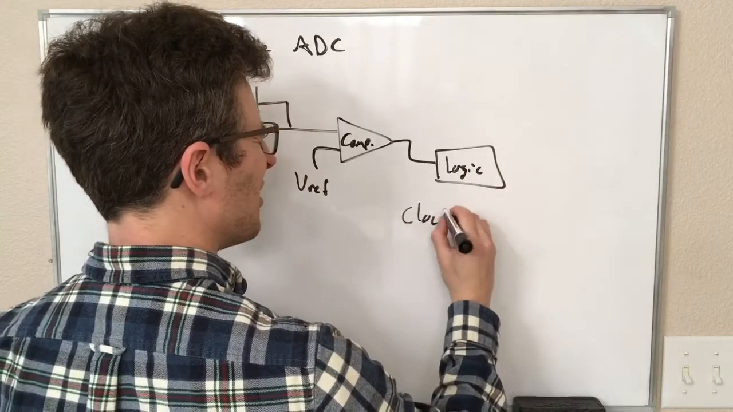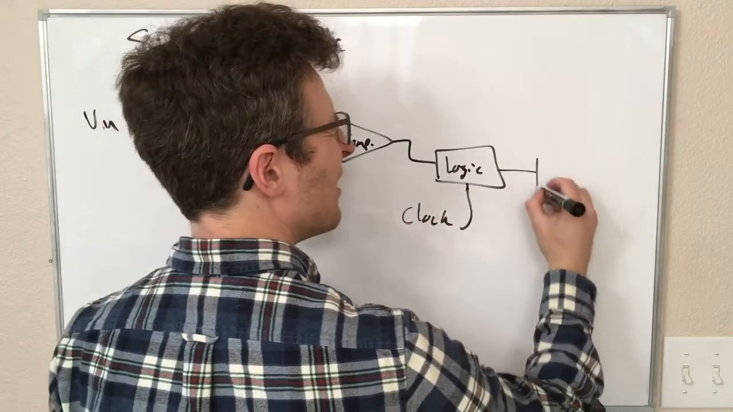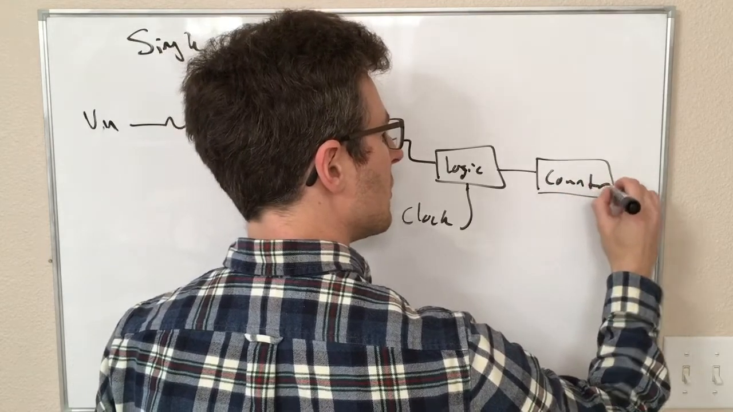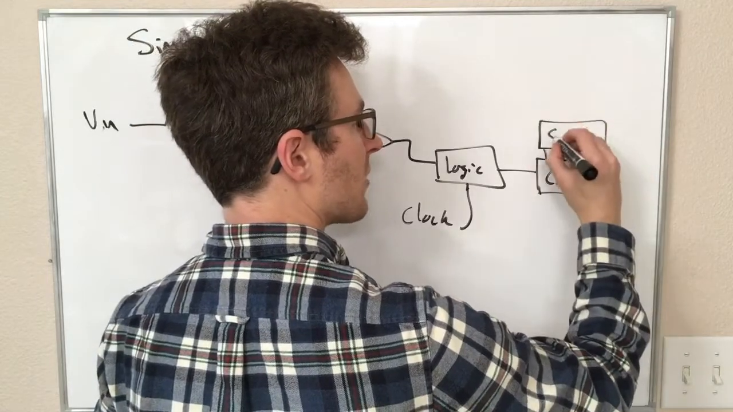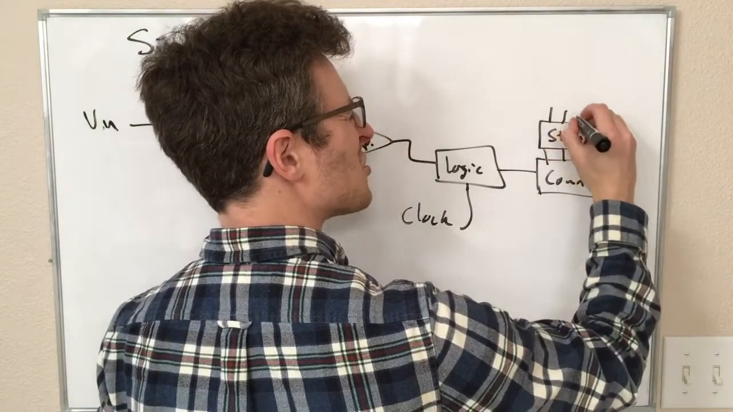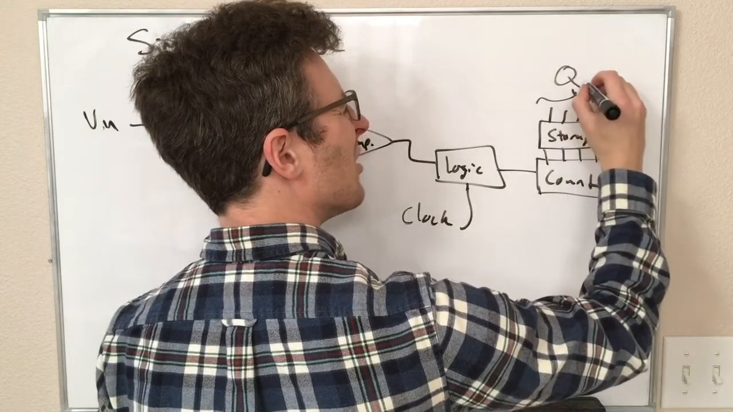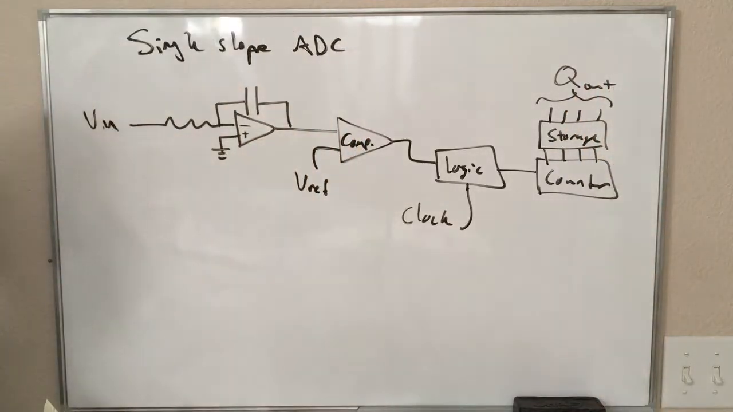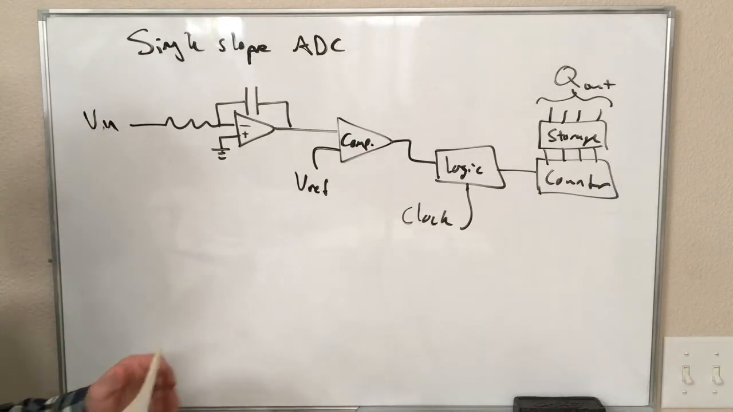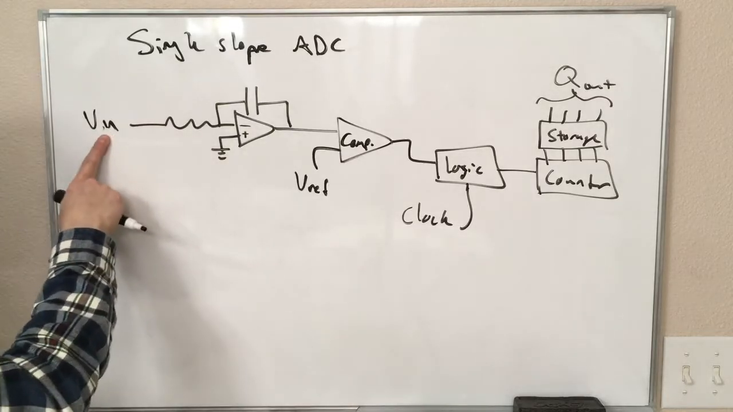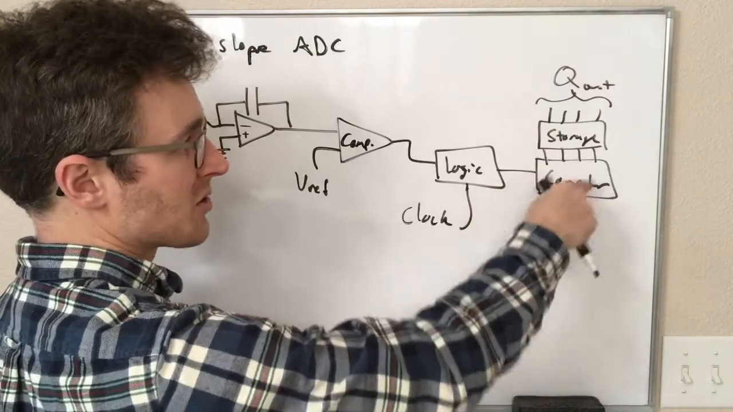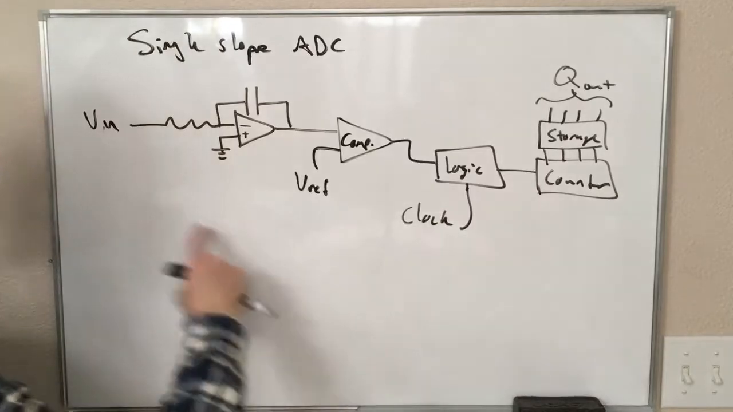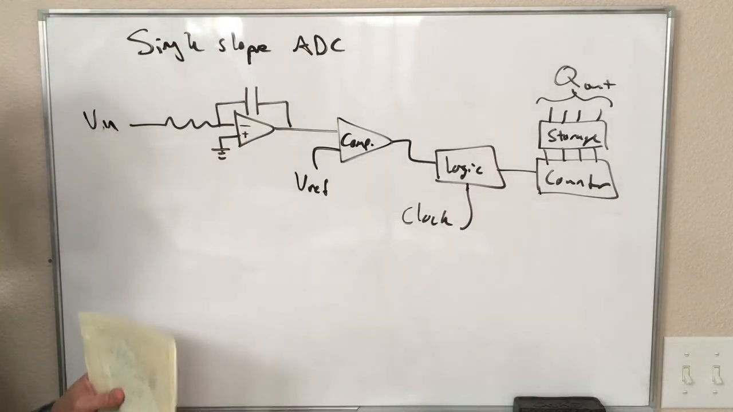This comparator then goes to some logic along with a clock signal that tells this counter when to count, and the counter is connected to some storage that stores our digital bits out. Basically, depending on how big this voltage signal is, our counter is allowed to count for a longer amount of time and count up to a bigger number if this is larger. So this is the rough idea.